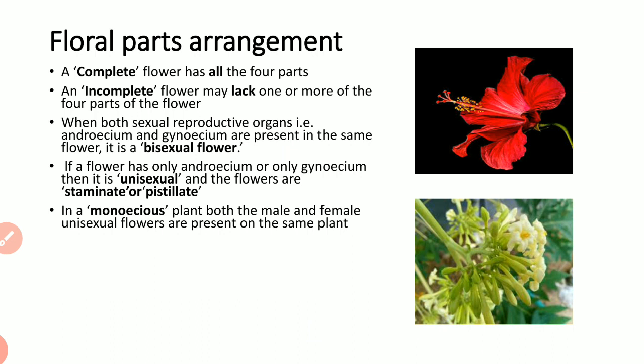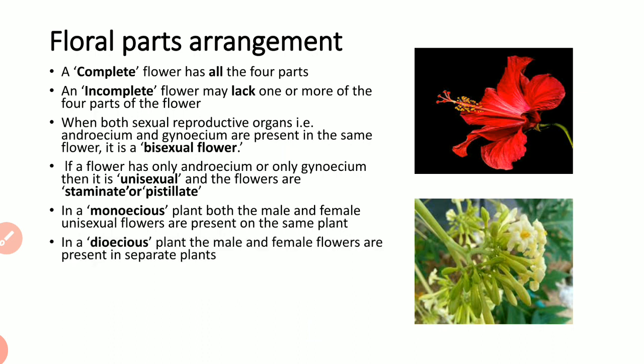Mono means single. So both the male and the female unisexual flowers are present on the same plant. Then the terminology is called monoecious flowers. Okay. Then the terminology is the dioecious flowers.